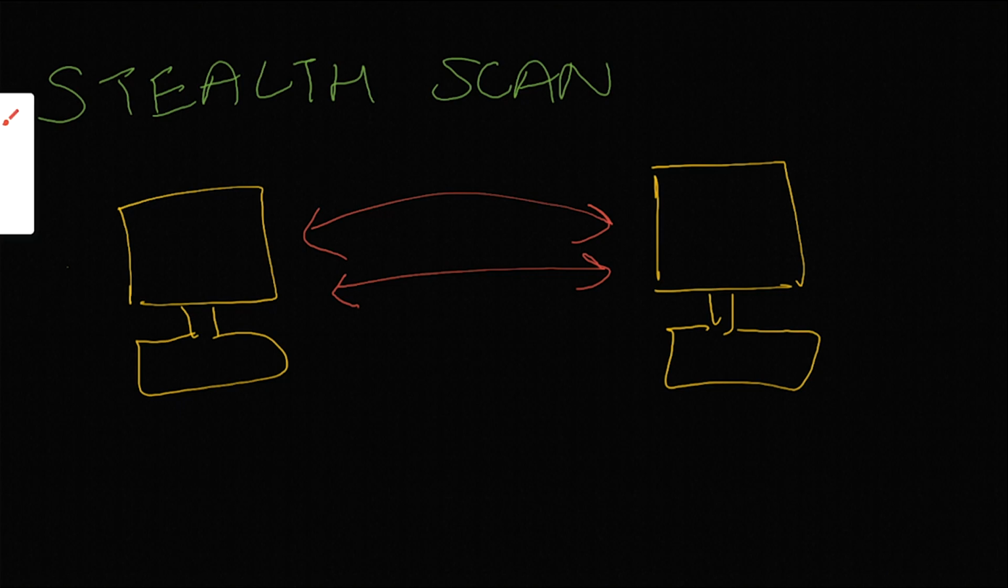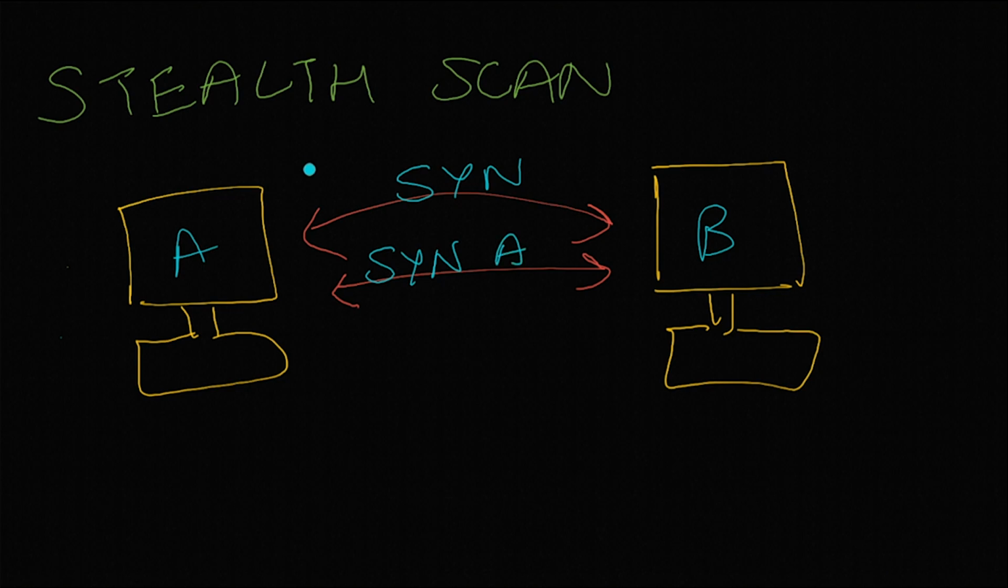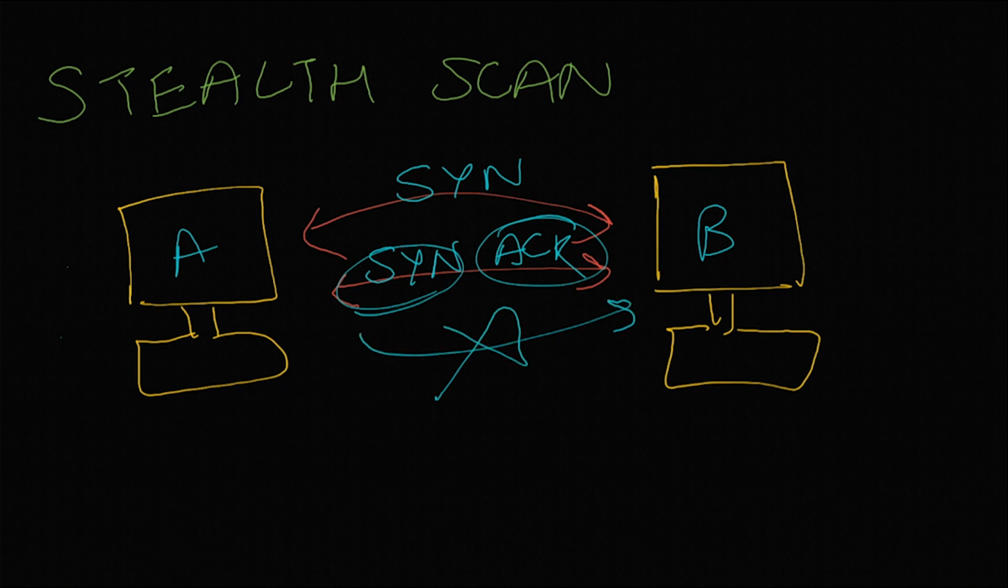A will send a SYN packet to B, and then B will reply with a SYN ACK packet, right? So A got to know that B is alive with this acknowledgement packet and it got its SYN also, but it will not reply back with the acknowledgement packet. So this was a stealth scan. It makes it harder for B to check where A is, because A will not be sending an ACK back to B.